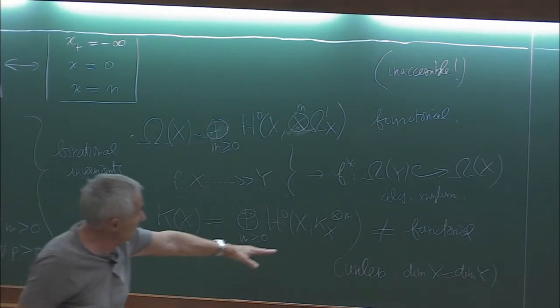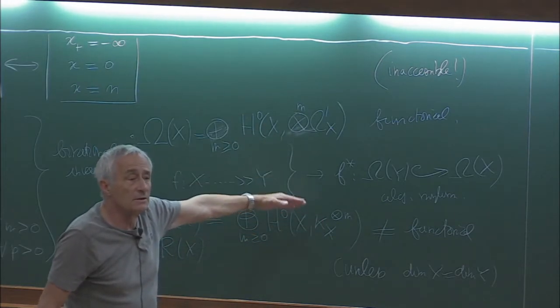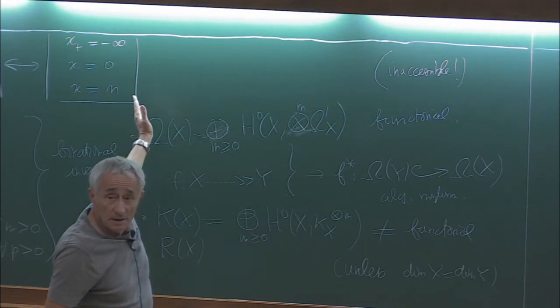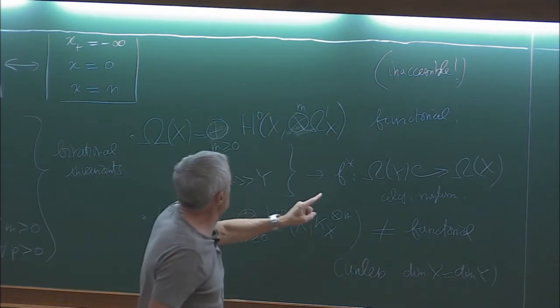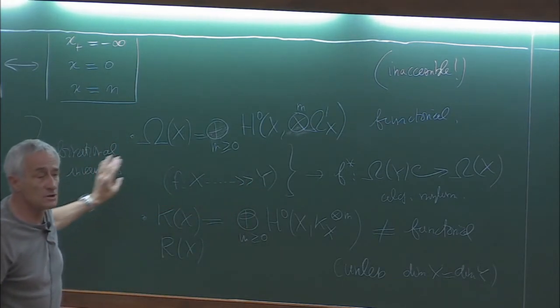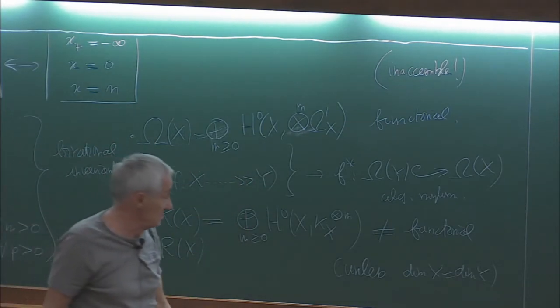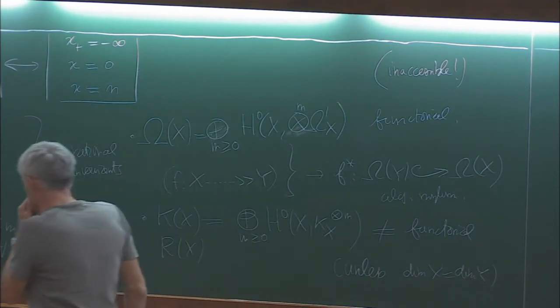So you can lift powers of the canonical, but only when you have the same dimension. If X and Y are of the same dimension, then you can lift the powers. So we have this, actually.